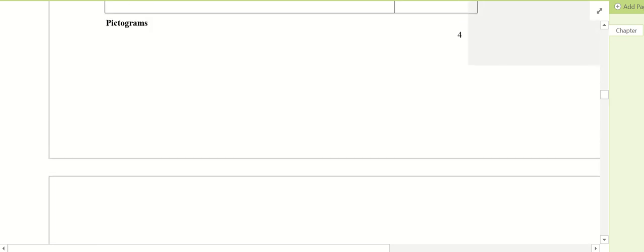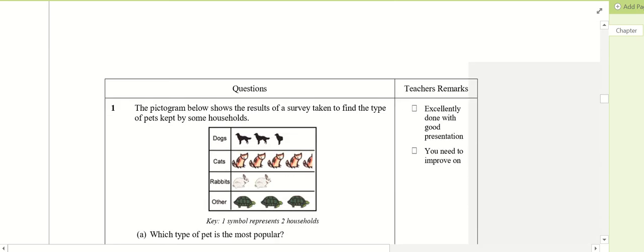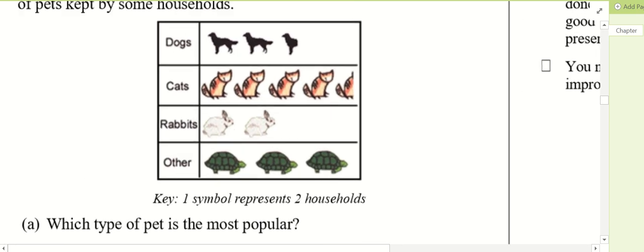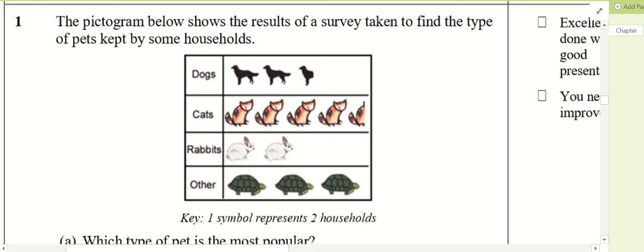Okay, next one is what we call pictograms. Now, to me, pictograms is the worst. It's the cutest, but it's the worst type of way of representing data because it is very, very unclear. One look, you can spot some problems here. What on earth is this? Is it a printing error or whatnot? Actually, it's not.